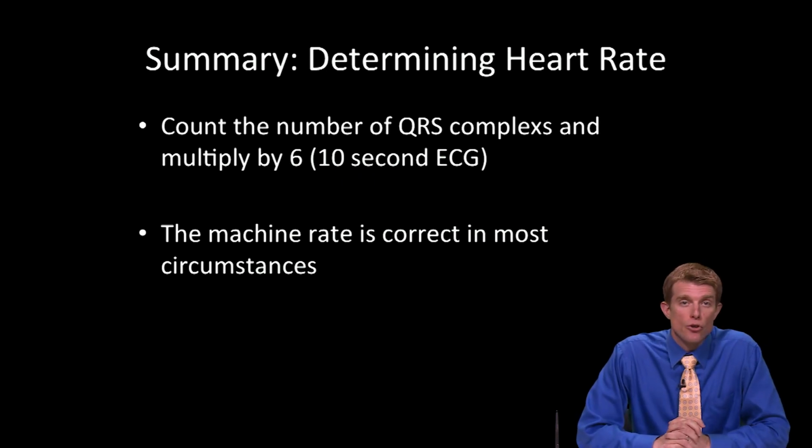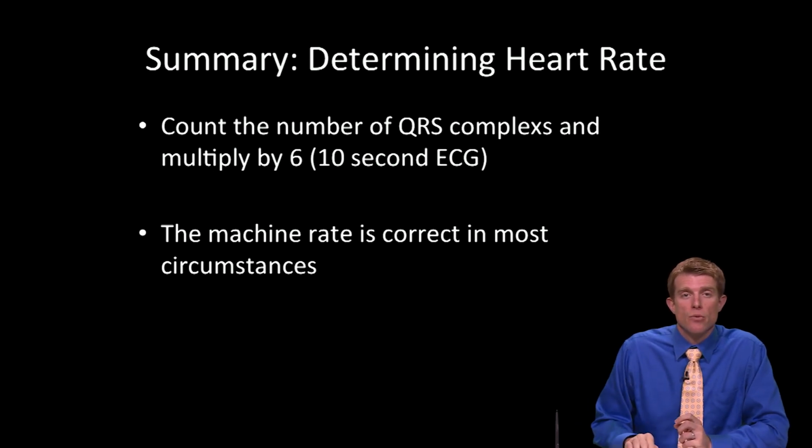So in summary, to determine heart rate, count the number of QRS complexes and multiply by 6 for a 10-second, standard ECG. The machine rate, though, is correct in most circumstances, so just glancing at that and confirming that it looks approximately right is adequate, unless the patient has tall T waves and you think it might be doubling the rate on the machine reading.